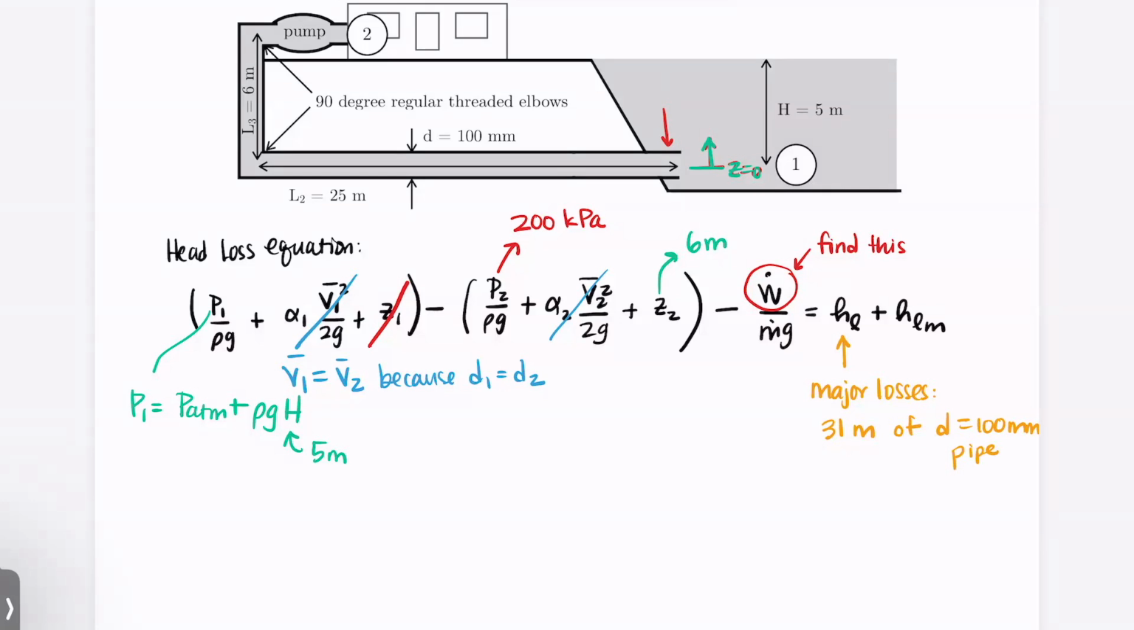And then for our minor losses, we have the entrance from the pond. So this is 1. Let me call it A. So we have A. We have 2 elbows. And that's all.